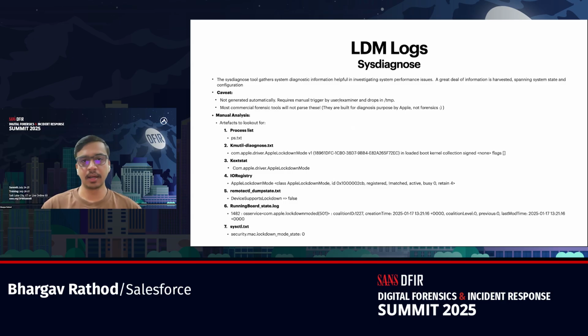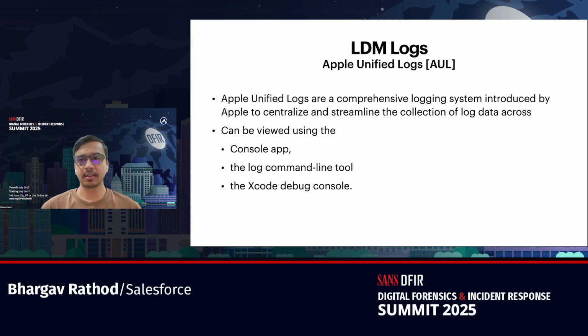The first log is sysdiagnose. The only caveat to it is you have to manually trigger this and you have to go through this manually. You can check the process list, you can check the kickstat, you can check this sysctl, and you can find some artifacts related to lockdown mode in sysdiagnose, but a more comprehensive logging occurs in the Apple Unified logs, and you can see all the actions that are being performed, what is restricted, if you entered the correct password for the lockdown mode or not.